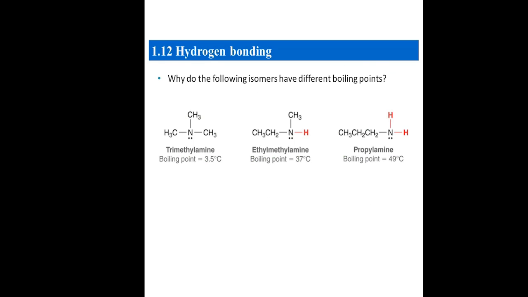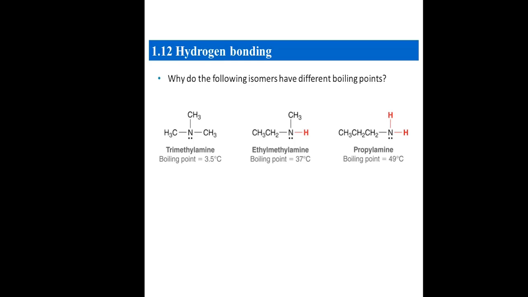Let's think about this practice problem. We have propylamine. It has the highest boiling point among these three molecules. Now think about the reason why, what's happening here. If you look at trimethylamine, it has an electronegative atom, but there are no hydrogens attached to that electronegative atom. So that molecule cannot make hydrogen bonds in its solution.